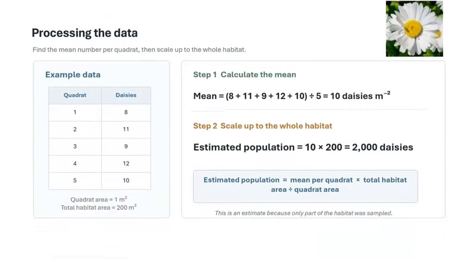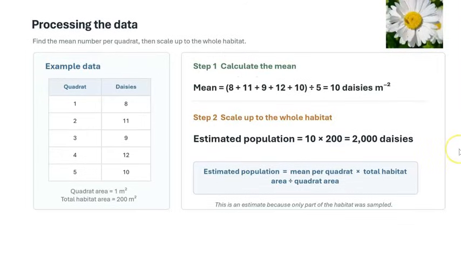We record and count the repeats in a representative sample. So I've done that for this particular zone. Here are my quadrats. I made a sample of 5 different quadrats, counted the daisies in my sample area, and they have like so. Now the quadrat area is 1 meter square, but my total habitat that I had is actually 200 meters square.